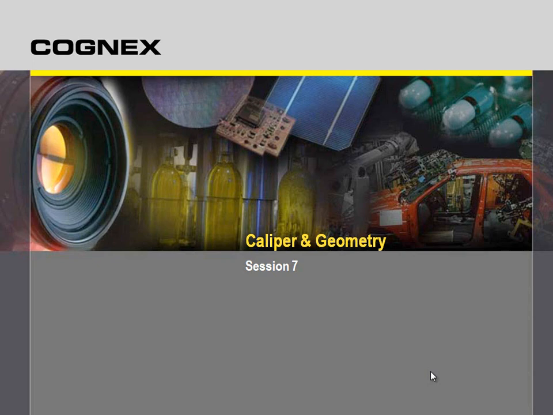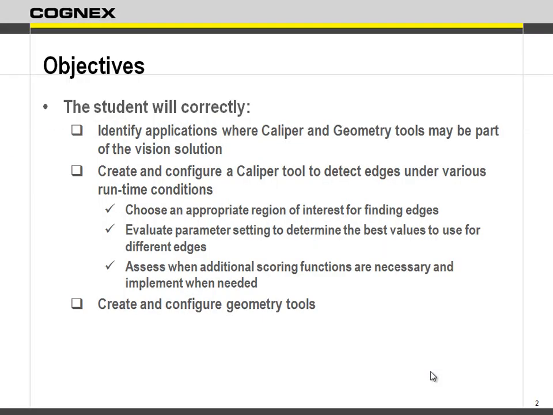So let's talk about the caliper tool. We're going to talk about where caliper, as well as geometry tools, may be part of the Vision solution. We're going to actually create and configure our caliper tool, and our caliper is going to be looking for edges. It's an edge detection tool. We're going to set up certain parameters, and set up sorting, which is where it makes it tough to be able to find where those edges are.